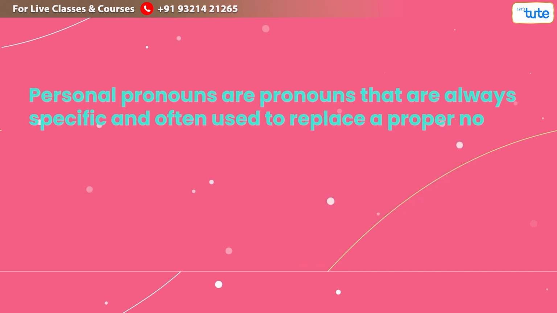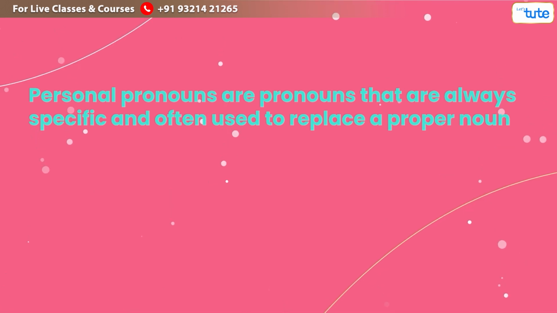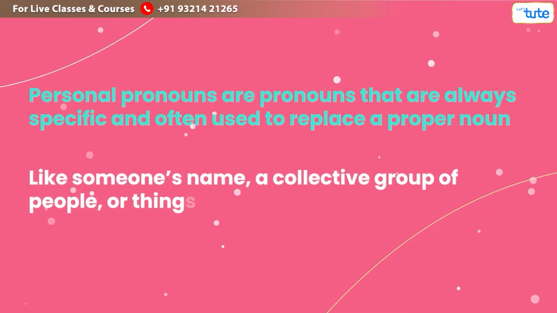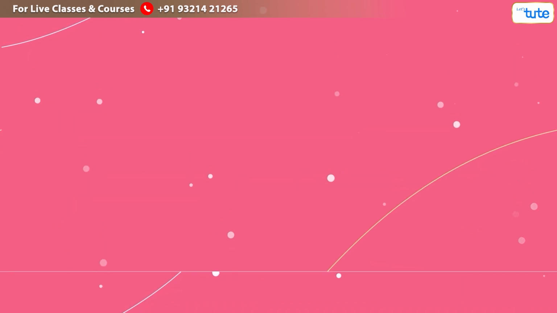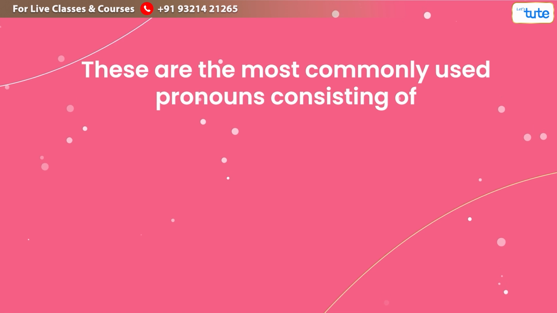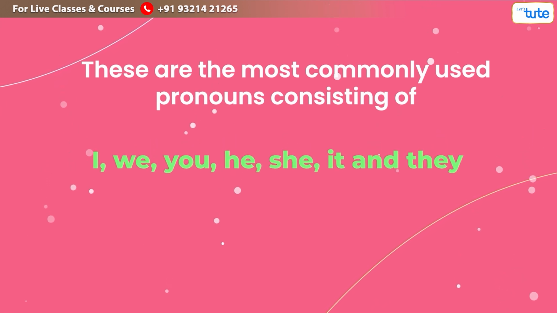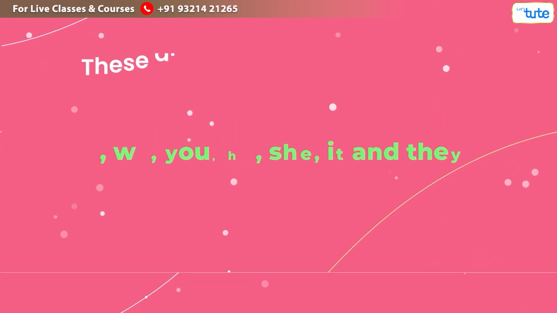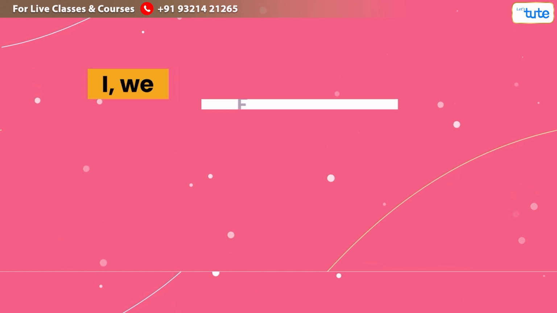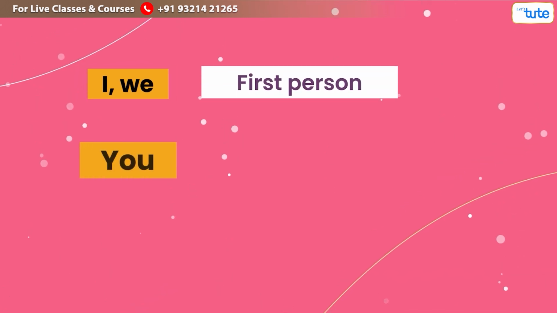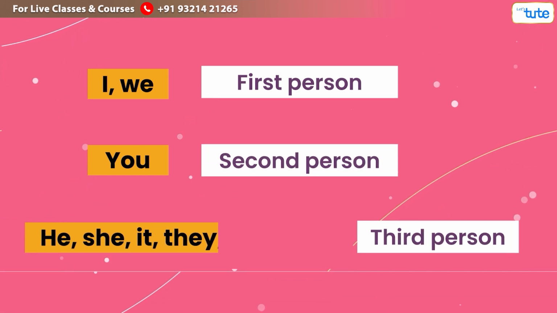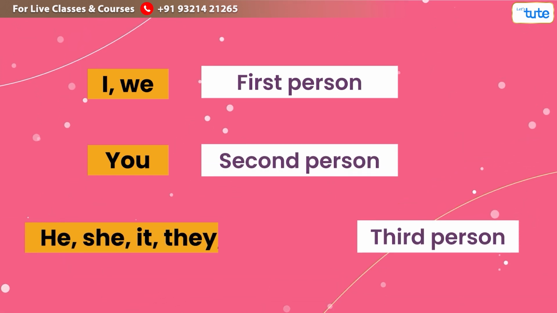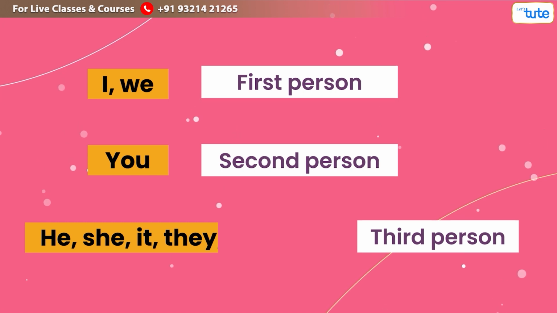Personal pronouns are pronouns that are always specific and often used to replace a proper noun, like someone's name, or a collective group of people or things. They are the most commonly used pronouns and consist of I, we, you, he, she, it and they. I and we are first person pronouns. You is the second person pronoun. He, she, it, they, like Vidya, Alok, etc. are all third person pronouns.